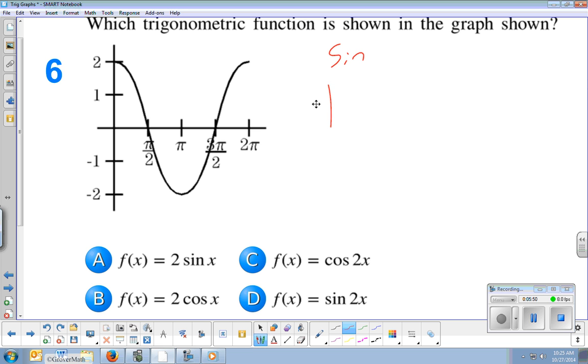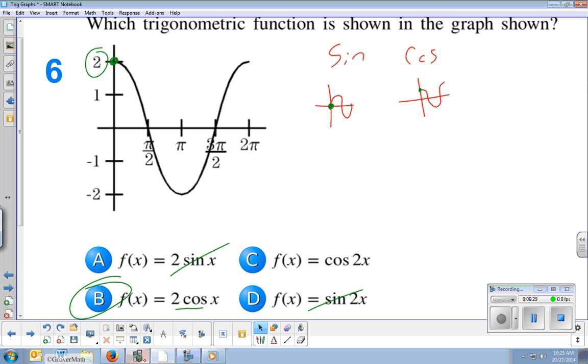Sine is that, and cos is that. And the key difference is, notice that sine starts at the origin. Cosine starts at your amplitude. So we see here, this is starting at our amplitude, so automatically we know it's a cosine function. So it's either going to be B or C. What is the amplitude? The amplitude is 2, so that's why it's 2 cos x, and the answer would be B.